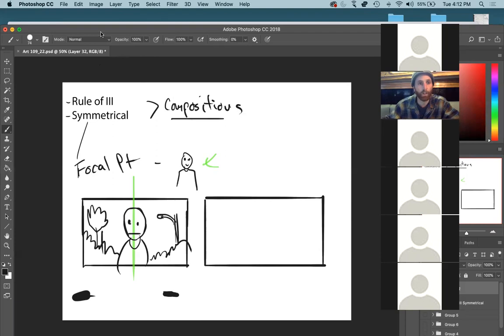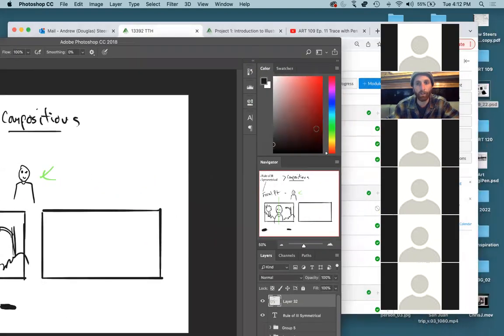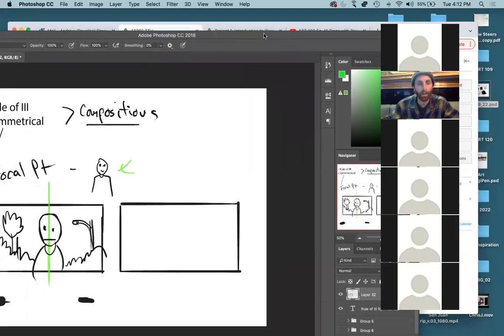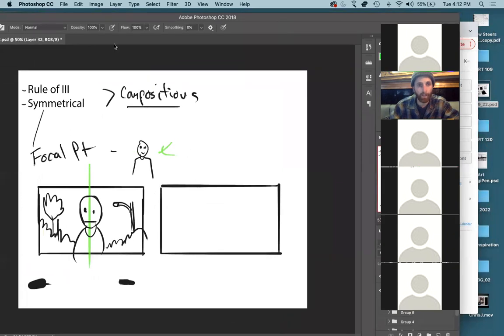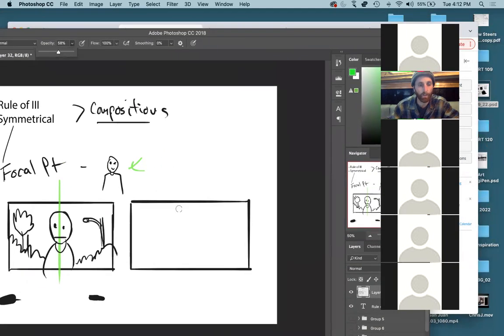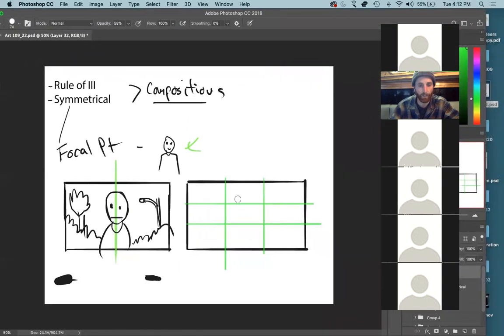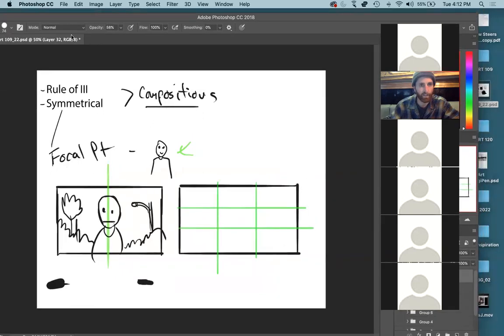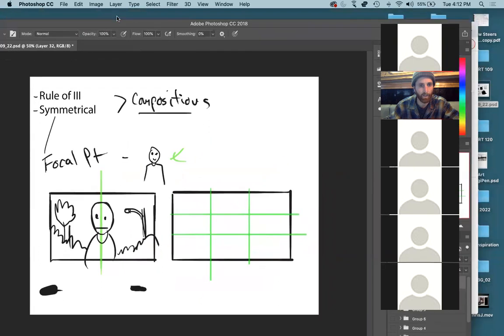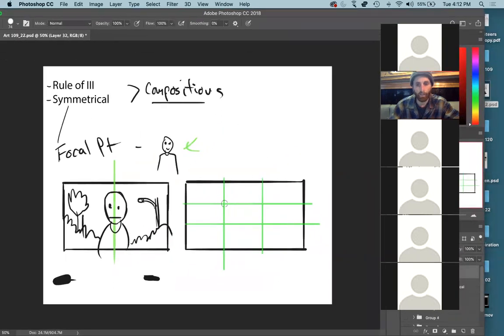The rule of thirds is this little grid that you can place on top of your composition that basically looks like this. Have you seen this grid on your iPhone cameras, cell phone cameras? Oftentimes there's that grid on there. Not always, sometimes the setting gets turned off.